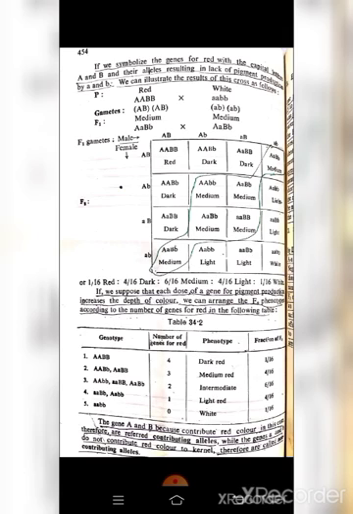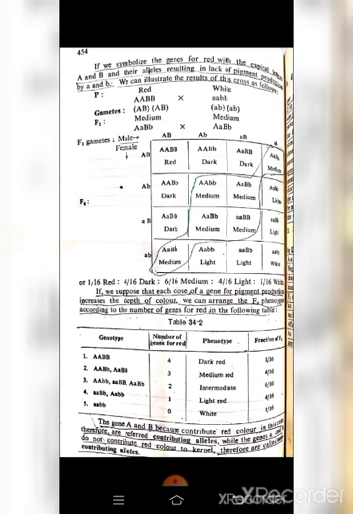Next is the F1 generation. Medium generations are produced and their genotypes are capital A, small a, capital B, small b, in the heterozygous condition, both are present. Now the F1 is crossed with the F1 generation. To get the F2 generation, the F1 offspring are crossed.